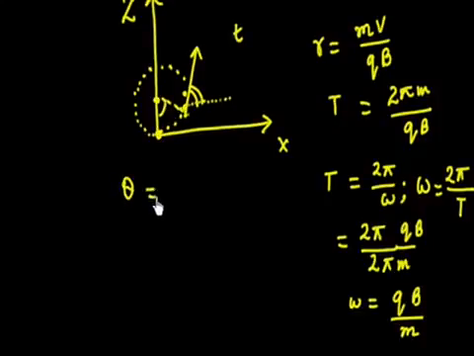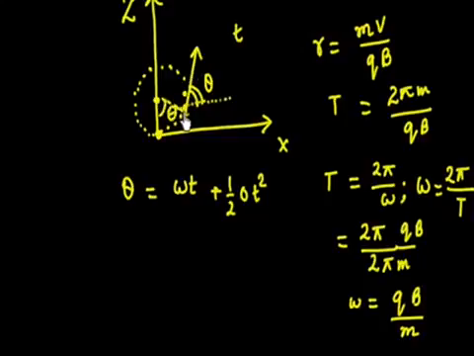So theta is equal to omega t plus half alpha t square. Alpha is 0, so theta made by this point, that is a moving charged particle, at any time t is omega into t. Now this theta and this theta are equal. You can prove it yourself: this line is perpendicular to this line, and this line is perpendicular to this line. So this is my omega into t.